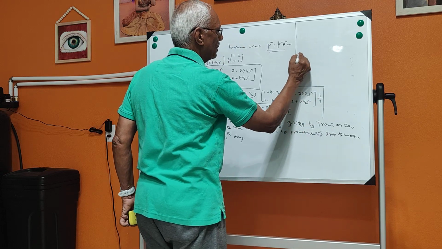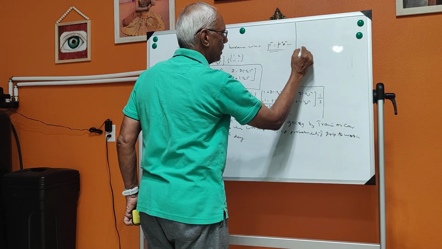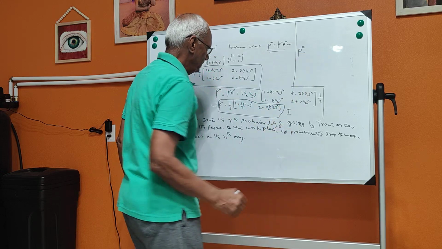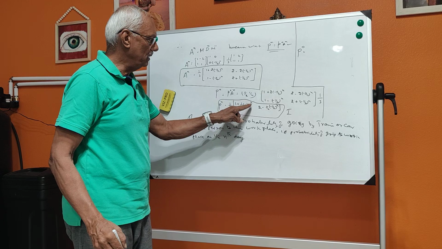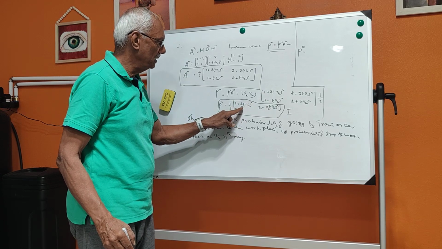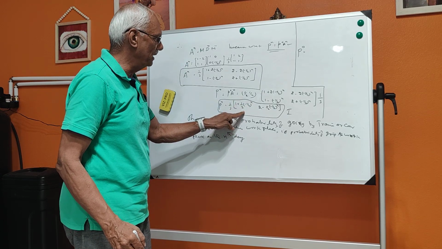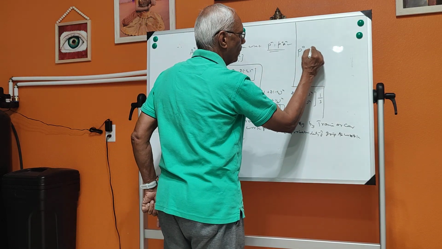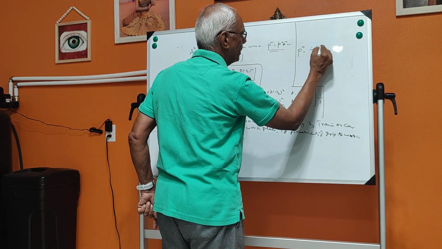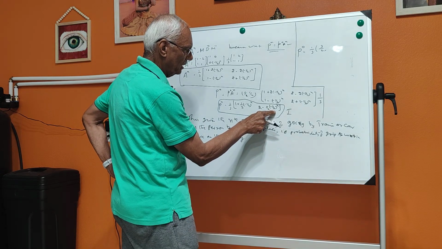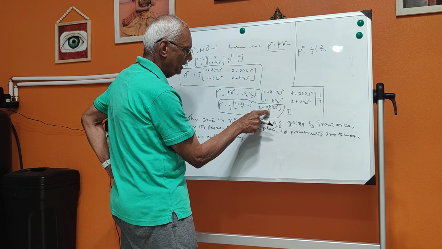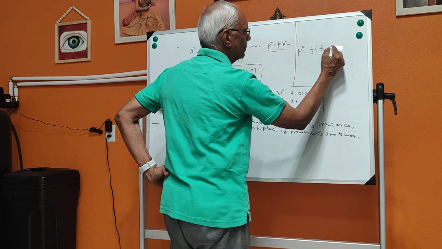So what is your P naught now? Substitute here P naught. If you put n equal to 0, this is 1. So 1 plus half is 3 by 2. So this is 1 by 3 of 3 by 2. And if you substitute here, it is 2 minus half, that is 3 by 2.